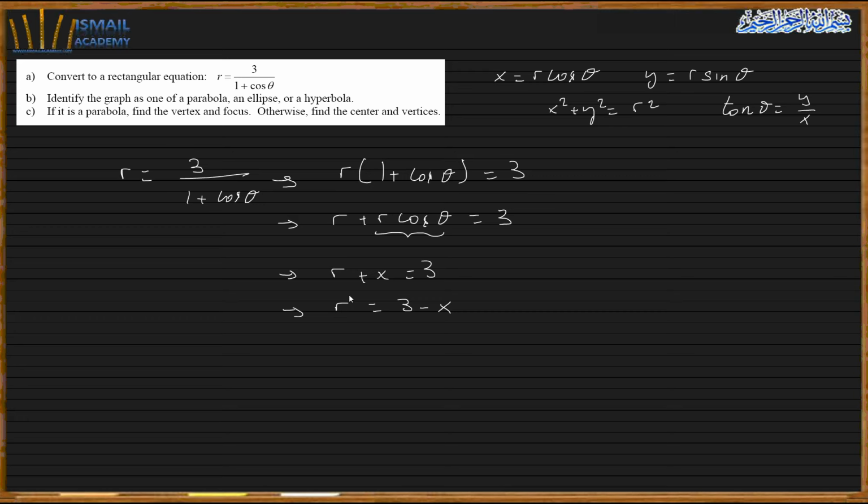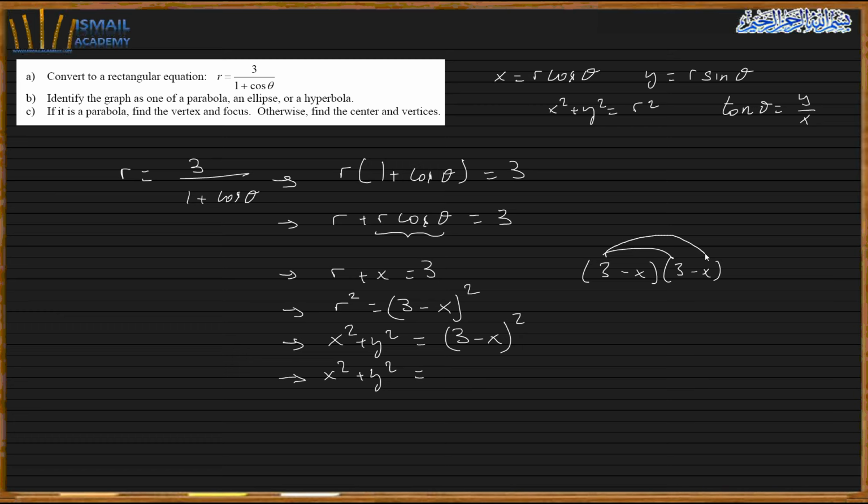Now what I do here, I square both sides, because if I square both sides, I will end up having an expression that is related to x and y. But if I don't square both sides, or I multiply both sides by r, I will have r here again and r squared here. That means I didn't do anything. So squaring both sides is better. So that means here I will have x squared plus y squared equals 3 minus x, squared. So I'm going to fold this. When we fold, we don't distribute the square, we fold. That means I will have 3 minus x times 3 minus x.